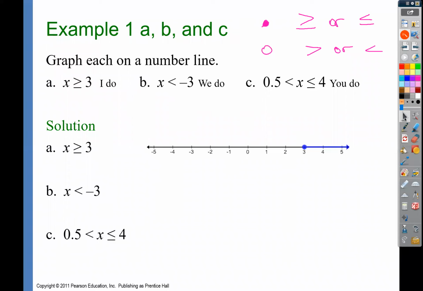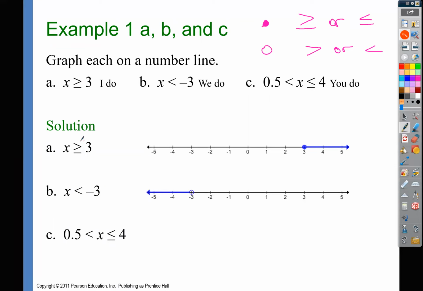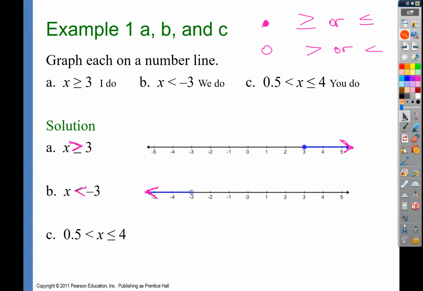All right, B, we're doing together. X is less than -3. So you put an open circle at -3 and you go less than. Now, something people don't all the time notice is that the greater than sign and the greater than side of the number line match, and the less than matches the less than arrow. Okay, and then you're going to do letter C by yourself. So go ahead, try.